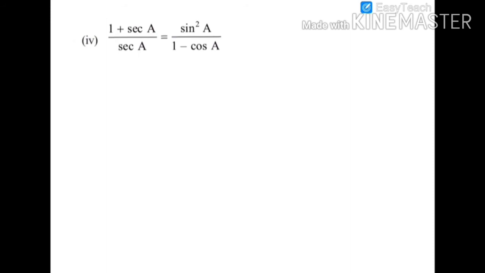Subpart 3 is a lengthy answer. So let's do it in the next video class. Right now we will move on to the next one, which is the fourth subpart. Let's start from the left hand side. We have 1 plus sec A divided by sec A. Notice on the right hand side we have sin and cos. So we must write sec A in terms of cos A.